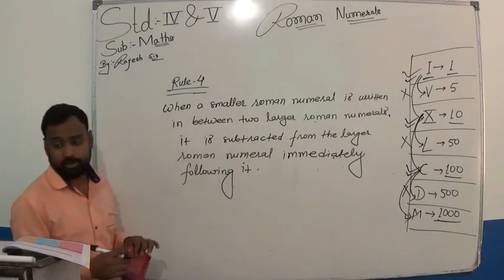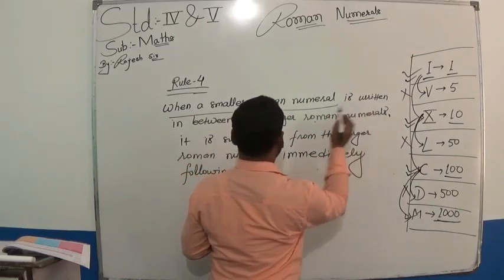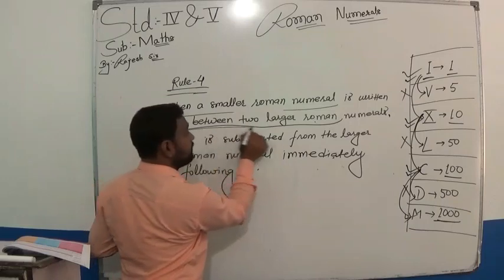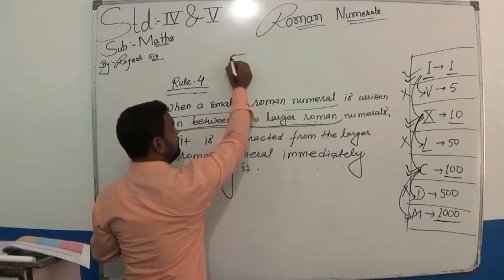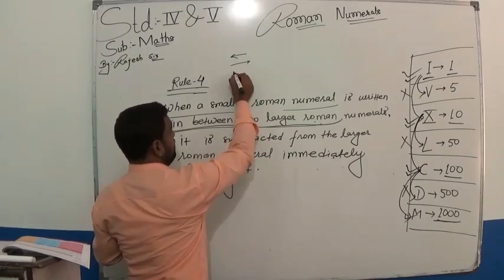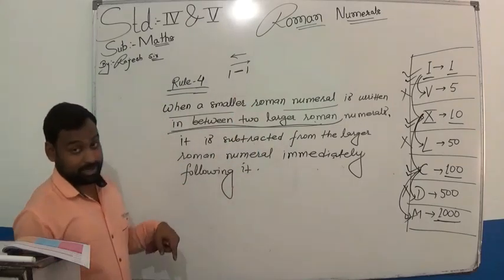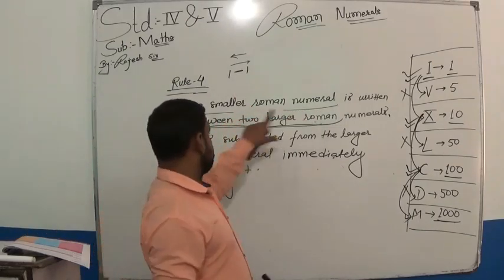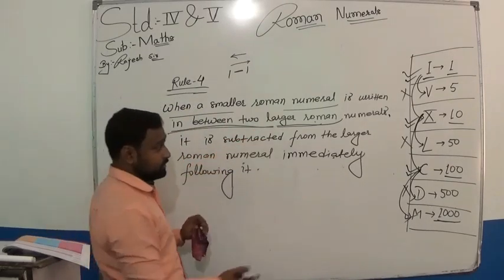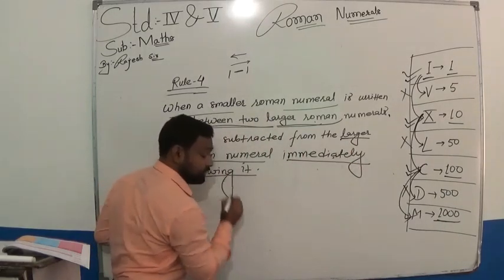Immediately following it. See, it says when a smaller Roman numeral is written in between. First you learned left, second you learned right, and now in between. In that case, when a smaller Roman numeral is written in between two larger Roman numerals, it is subtracted from the larger Roman numeral immediately following it.